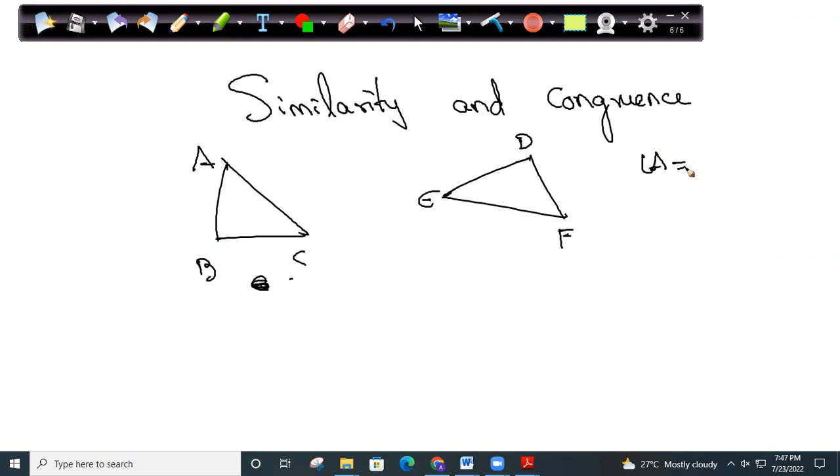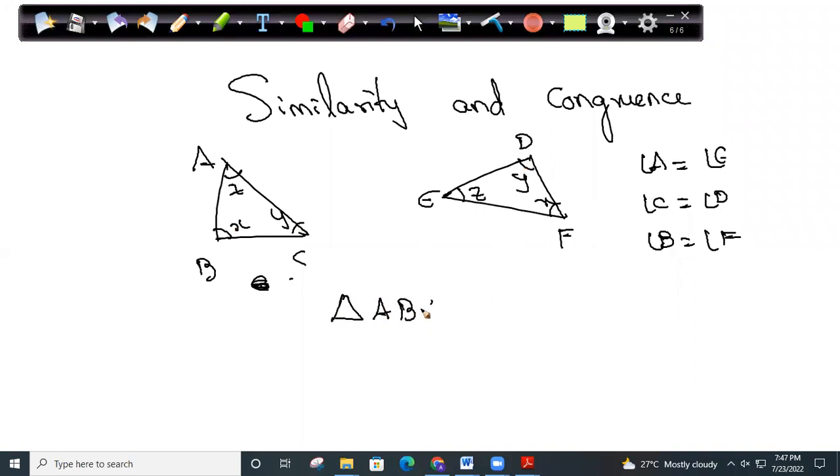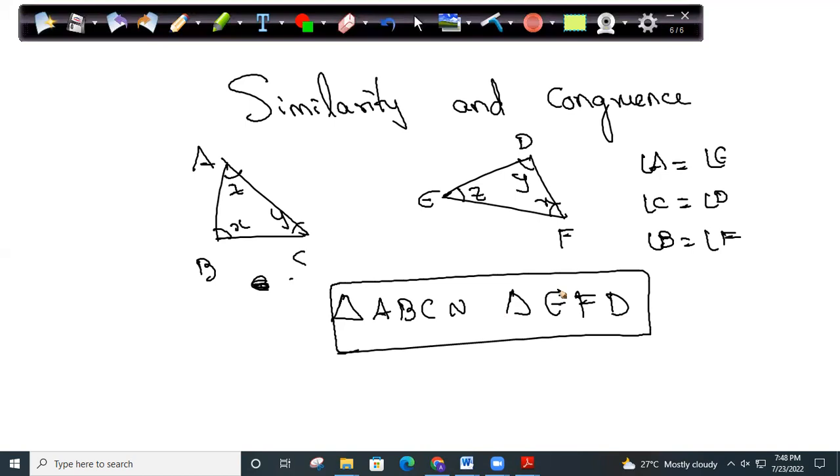Assume angle A is equal to angle E, angle C is equal to angle D, and angle B is equal to angle F. Angle B is X, angle F is also X. If angle C is Y, angle D is also Y. If angle A is equal to Z, angle E is also equal to Z. If I have two triangles with the given conditions, then I can happily say triangle ABC is similar to triangle EFD, since A is the same as E, B is the same as F, and C is the same as D.